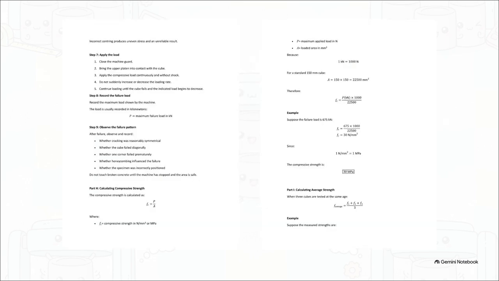Let's quickly break down the necessary conversions you absolutely must remember for your exams. The math requires precise units, guys. Your load, P, is recorded by the machine in kilonewtons. You have to multiply it by 1,000 to convert it into standard newtons. Similarly, your area, A, must be carefully calculated in square millimeters. Take your time with these conversions. A single misplaced decimal here can compromise an entire structural assessment.